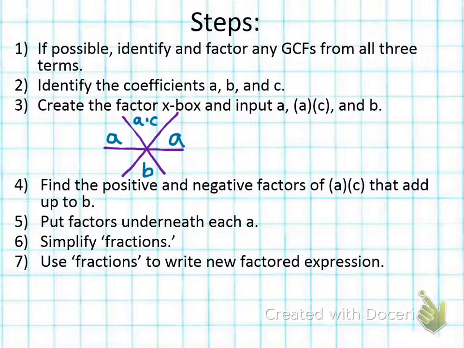Okay, so if I have 4, I could do 1 times 4, or I could do 2 times 2. You may also need to look at the negative case, so negative 2 times negative 2 also gives me a positive 4, right? We'll see an example, but that's what you're looking for here. And specifically, you want to look which of those factors will add up to B. So I need numbers that are going to multiply to this and add to this. Once you find those, you're going to put those factors underneath the A. So they'll go here.